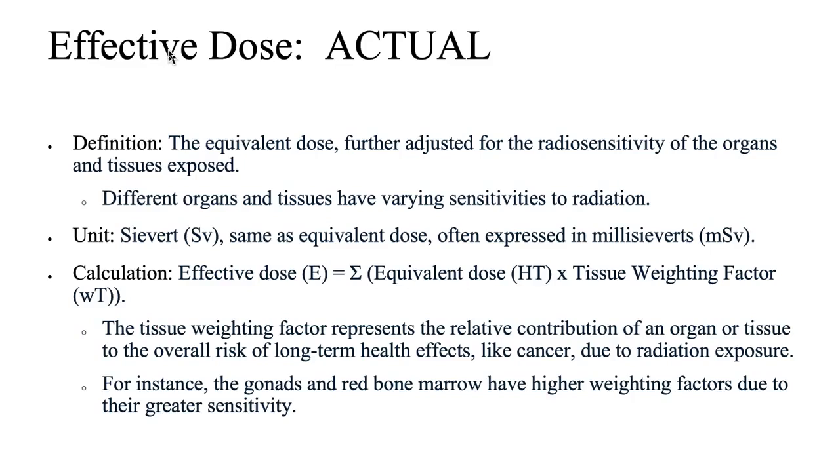For instance, the gonads and red bone marrow have a higher weighing factor due to their greater sensitivity. So we know that basically we're talking about taking the same kind of radiation, or I'm sorry, in the previous slide, 2 different kinds, making them equal in some way, and then now let's see how they affect different types of tissue, with an understanding that different tissues have different effects.